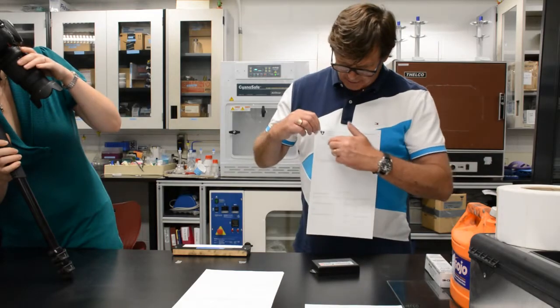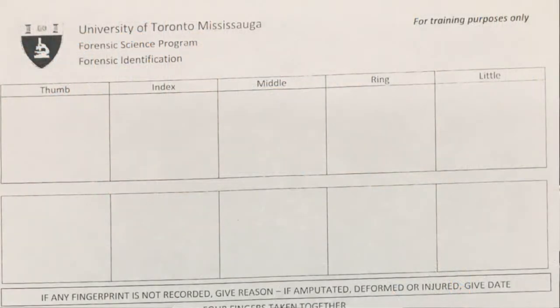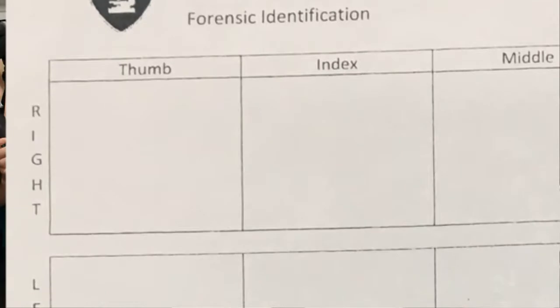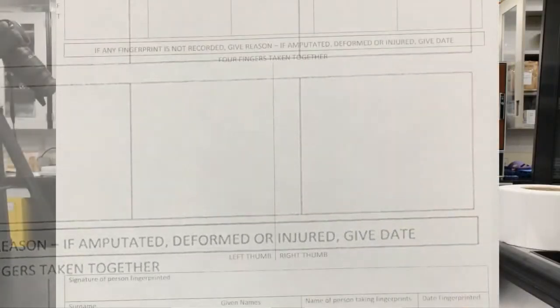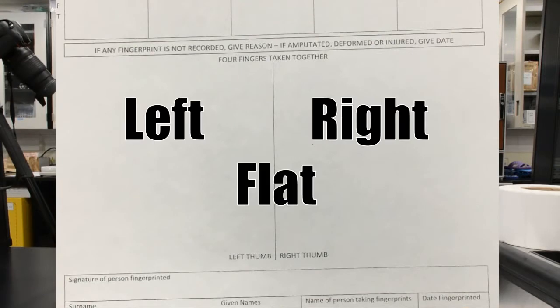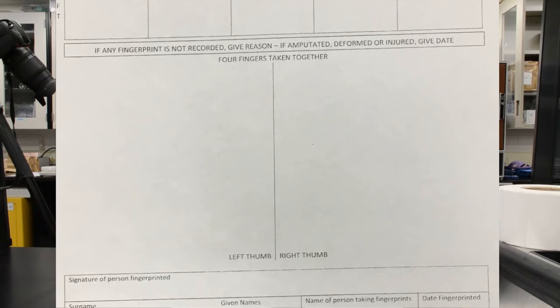But you can see that there are a series of 10 boxes. The top row is for the right hand, starting with the thumb and working from the index through to the little finger. And likewise, the lower boxes are for the left hand, again, starting from the thumb and working outward towards the little finger. The boxes here are designated for left and right hands, including the flat portion. So basically just the fingers themselves, and then additionally the thumb, and we'll explain that as we go through.